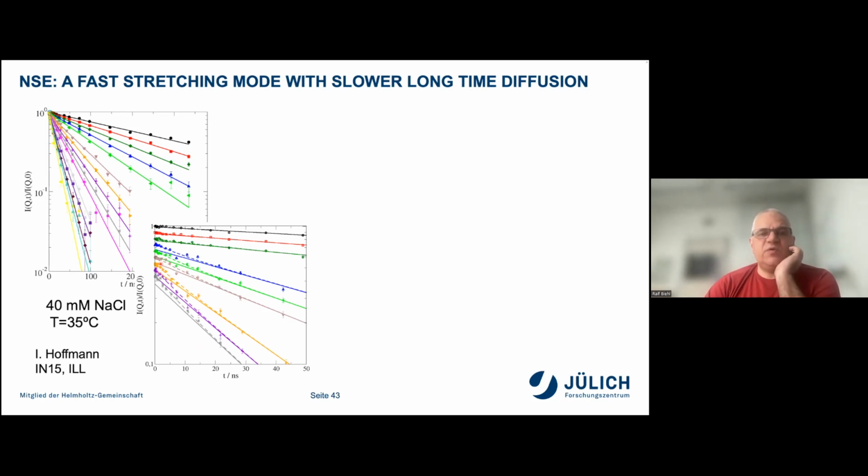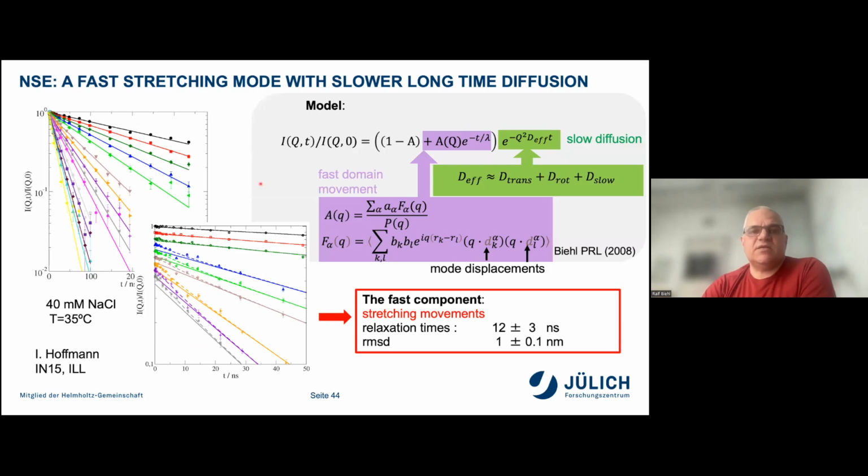For this fit, we now use a model that has one contribution for the short time and then just a long time effective diffusion, and that contains all contributions from translation, rotation, and slower motions inside. And we can calculate that. With that, we get an excellent fit. We find that the relaxation time overall is around 12 nanoseconds, and root mean square displacements are around 1 nanometer, and this does not change if we change the salt concentration. That's always more or less the same.